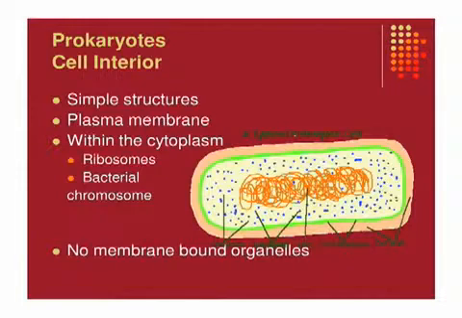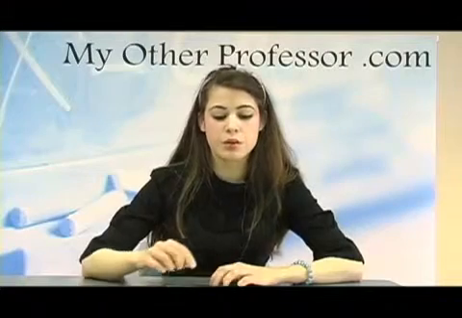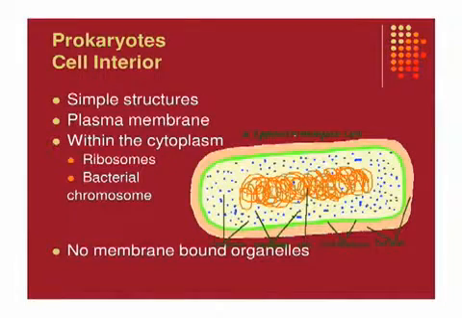Next, we will take a look at the cell interior of the prokaryote. So, as we said before, bacteria is a very simple structure with a plasma membrane. But within the cytoplasm, which is the oily type substance in the cell, it contains ribosomes as well as a bacterial chromosome. So the membrane acts similar to the membrane-bound organelles that are found in eukaryotes, but we will discuss that later in an upcoming lecture.